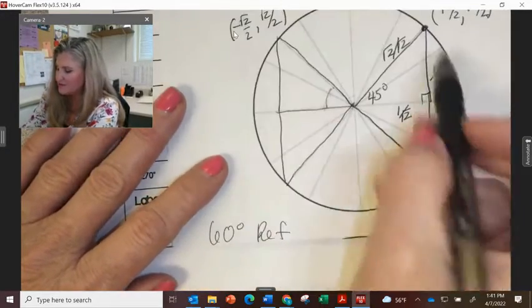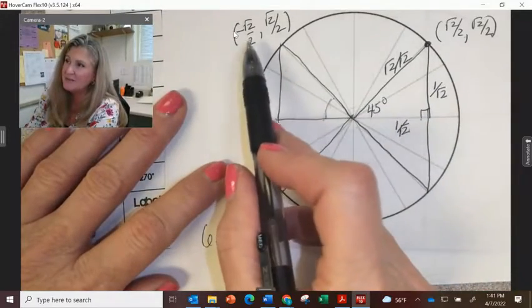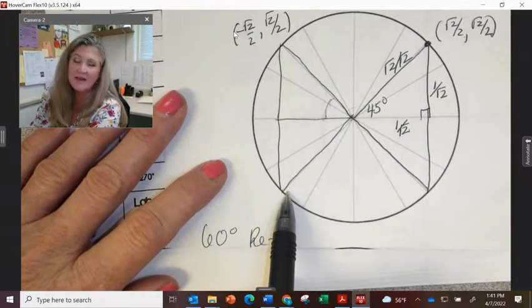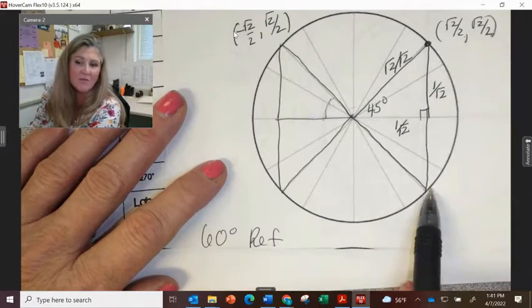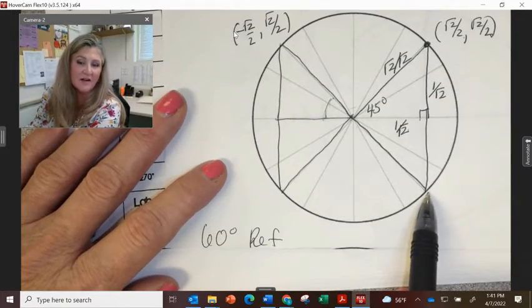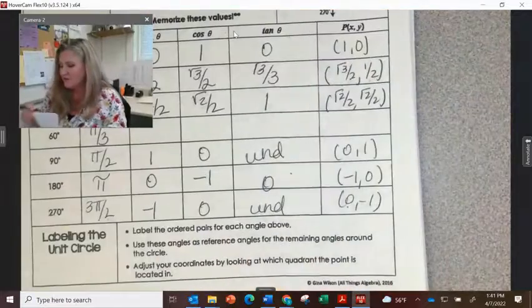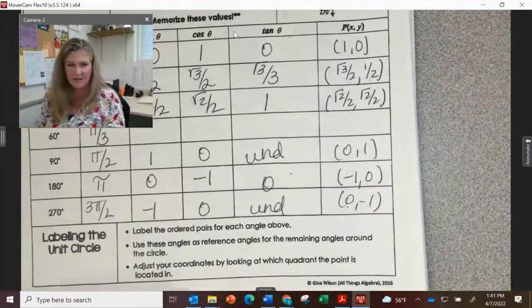Good. Okay, so it's the same thing except x is going to be negative. So this is going to be the same thing, but what's going to be negative? Both of them. What's going to be negative here? Y. Very good. We are making good progress. All right, moving on to pi over 3, which is how many degrees?